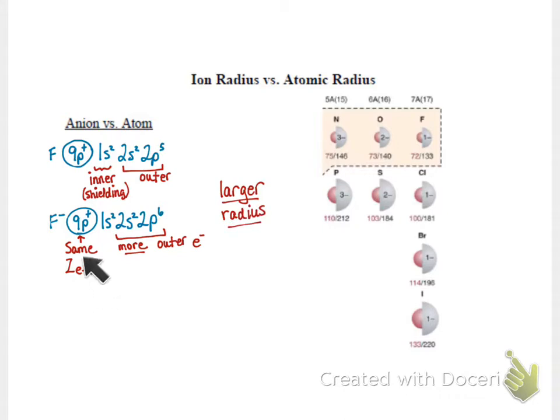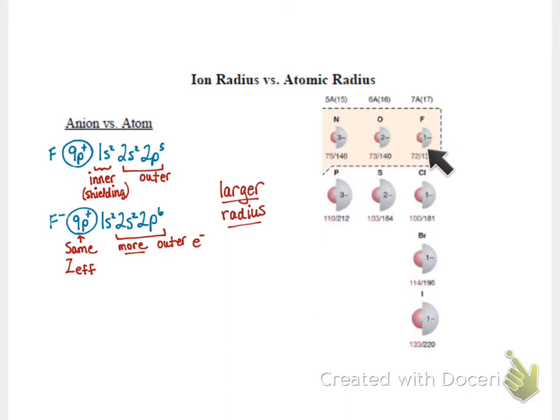So now what's happened with the fluorine anion, or fluoride, is we have got the same number of protons. So the protons have the same amount of pull, but they have a little bit more work to do. There's 1 more electron, but no more protons to pull more. So the size goes up. The pull is not as much. And we can see that in the diagram.